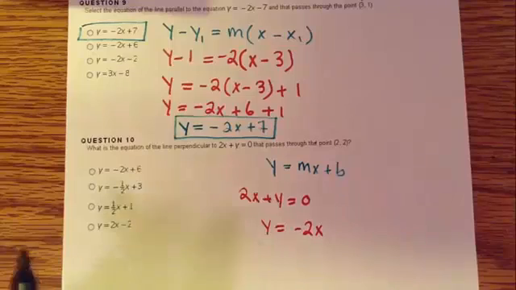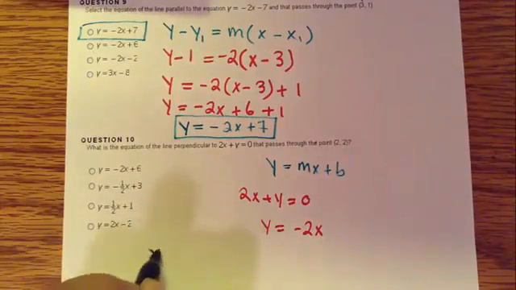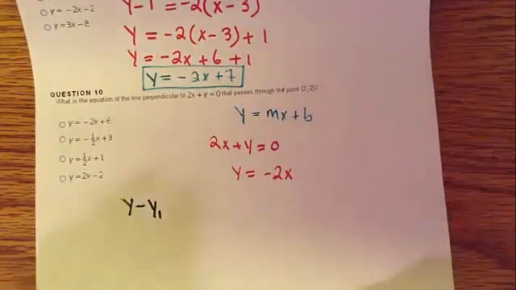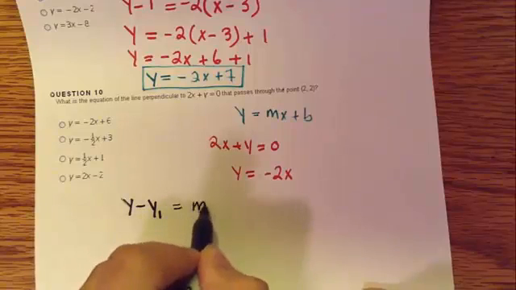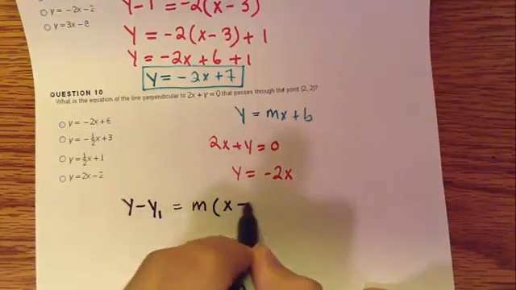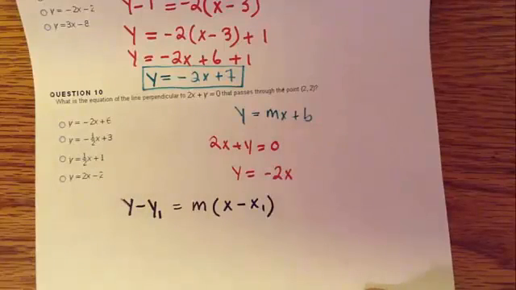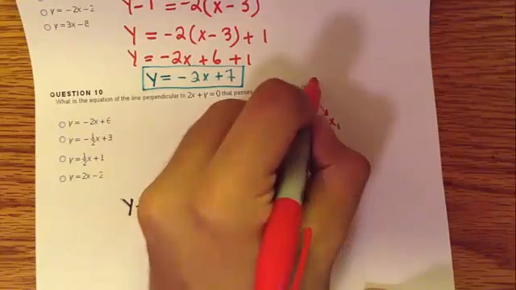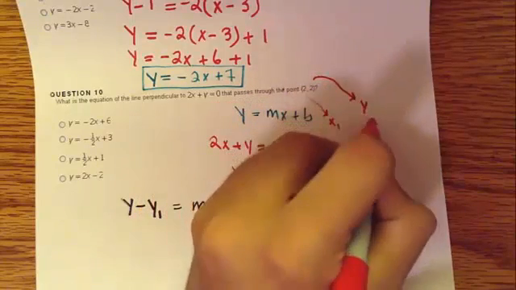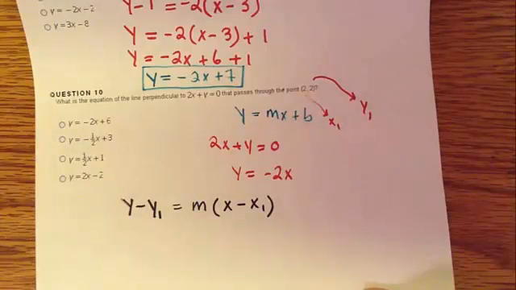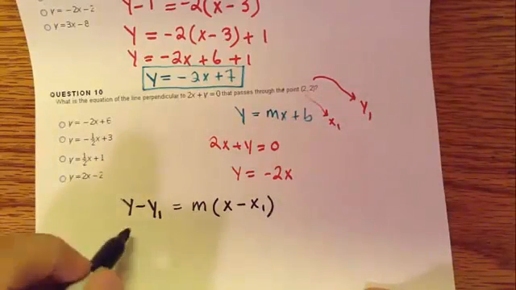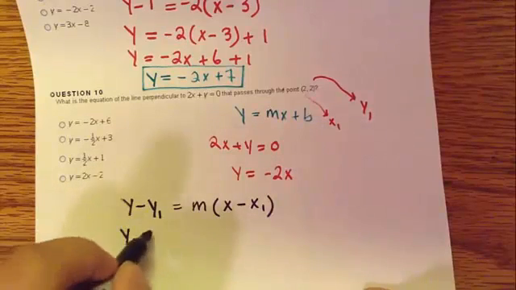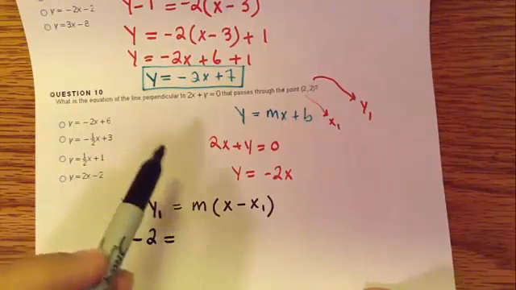So let's get to that. We have y minus y1 equals m times x minus x1, and I'm going to make this point my x1, and this point my y1. So now let's plug in our points. We have y minus my y1, which is just going to be 2, equals, let's get to the slope.